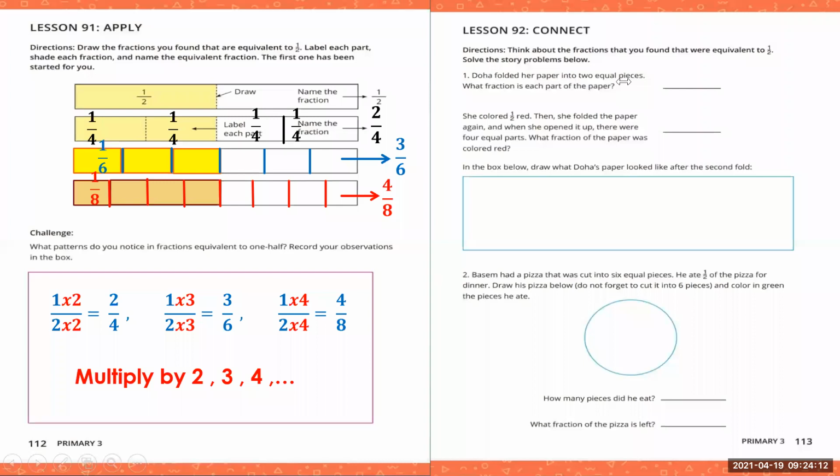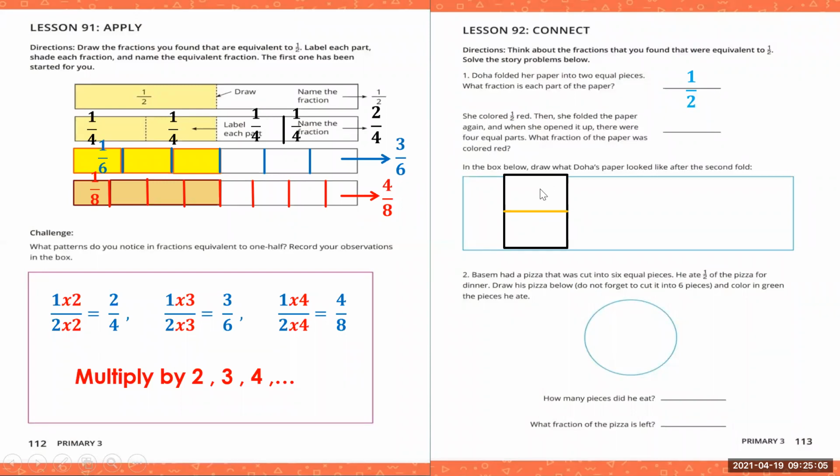Now let's move to the next page. Duha folded her paper into 2 equal pieces. What is the fraction of each part? If I have 2 equal parts, the fraction will be what? It will be half, right? Here I have the paper and I divided it into 2 equal parts. So the fraction will be half.